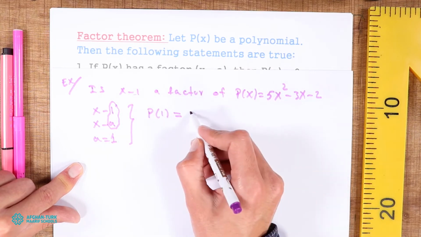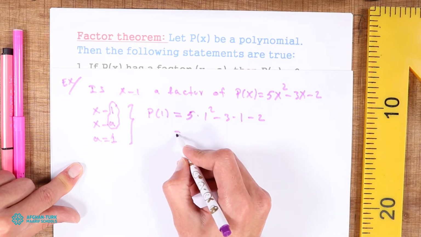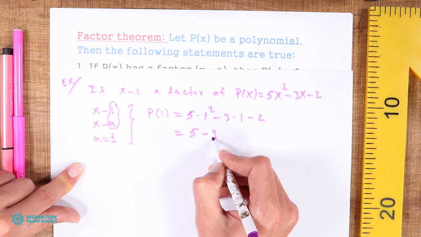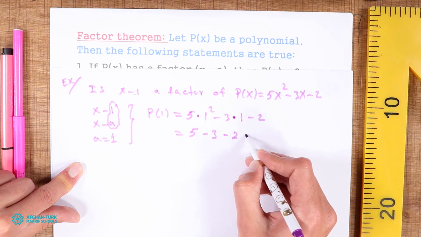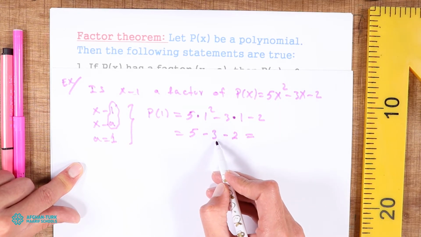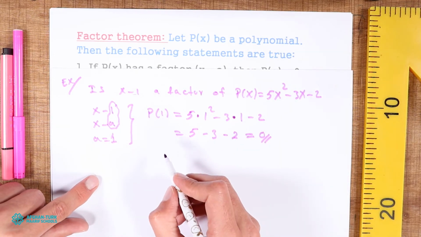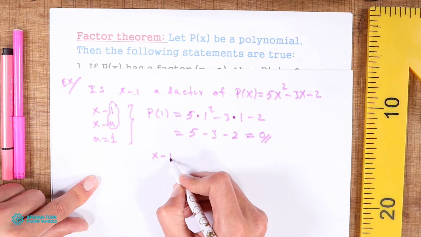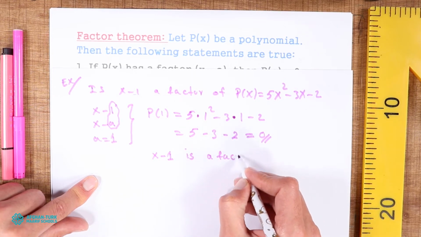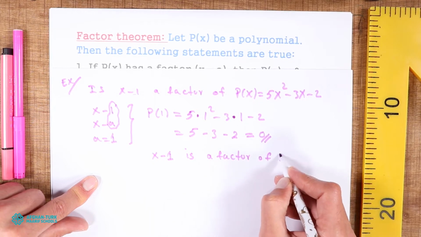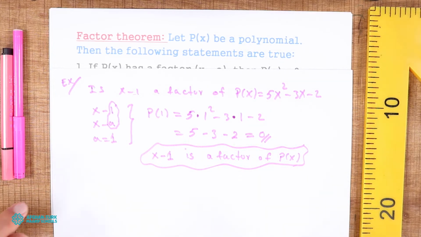So in here p of 1 is equal to 5 times 1 squared minus 3 times 1 minus 2. From here you can see 5 minus 3 is 2, 2 minus 2 is 0. So in here you have a result that x minus 1 is a factor of p of x. This is the result for the first question.